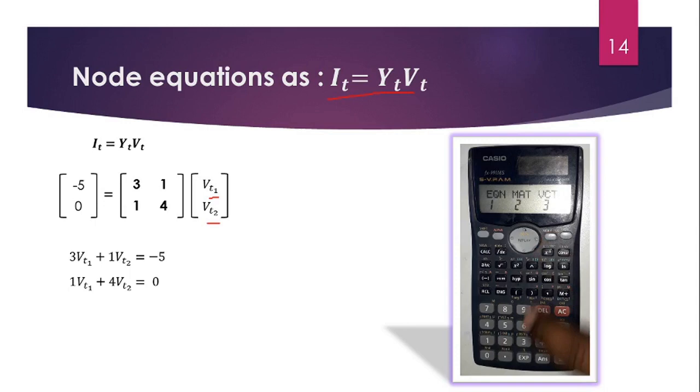So for that we have to select a mode. We go for the mode, we go for equation, so click on 1. Here the unknowns are 2, so click on 2. a1 is the multiplicand of Vt1, so that is 3. b1 is the multiplicand of Vt2, so that is 1. c1 is -5. a2 is 1.